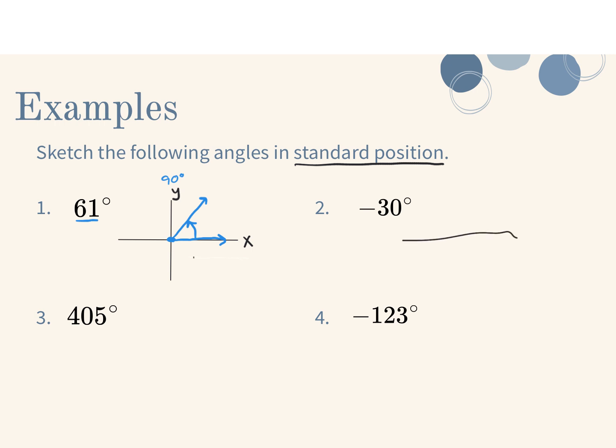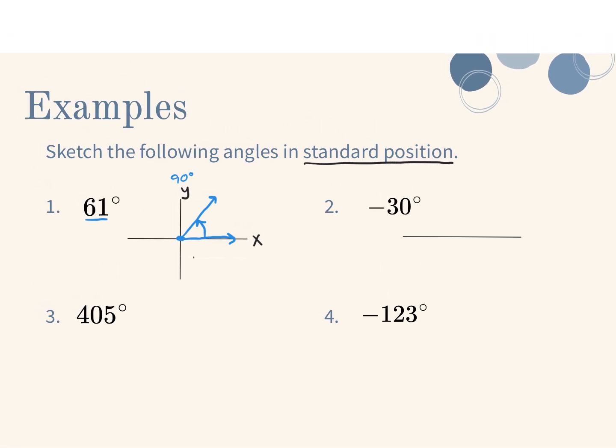Let's try the exact same thing with the next one. So I have negative 30 degrees. Hold on, let me draw another straight line. Something like that. Okay. Again, in standard position, this is x, this is y.